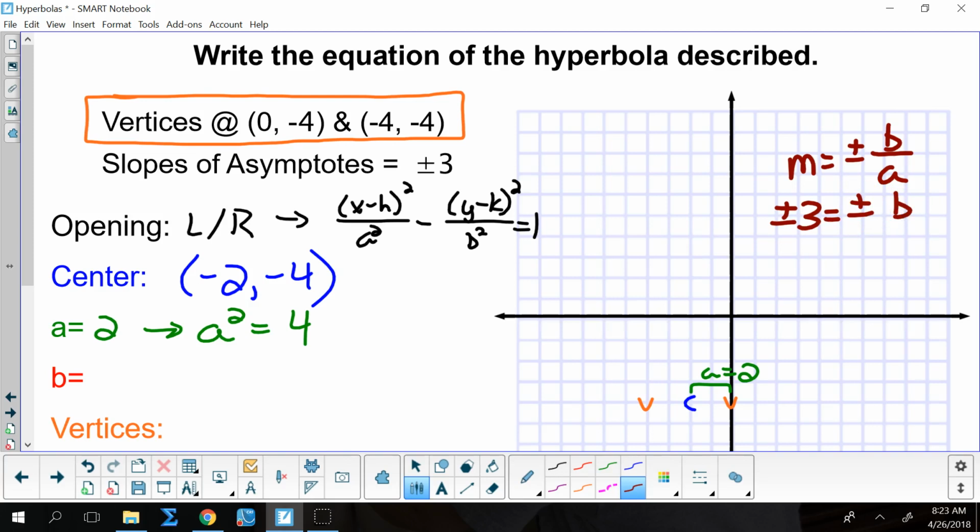B over, and we said A was 2, right? So B is 6. If I solve that, if I multiply both sides by 2, forget about the plus or minuses, 6 is B.